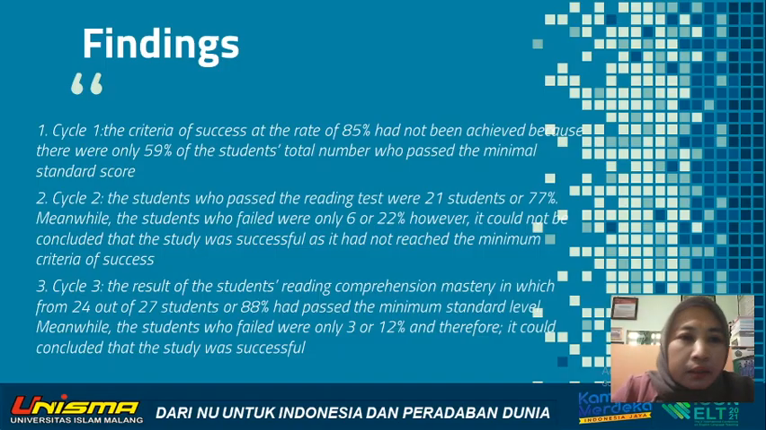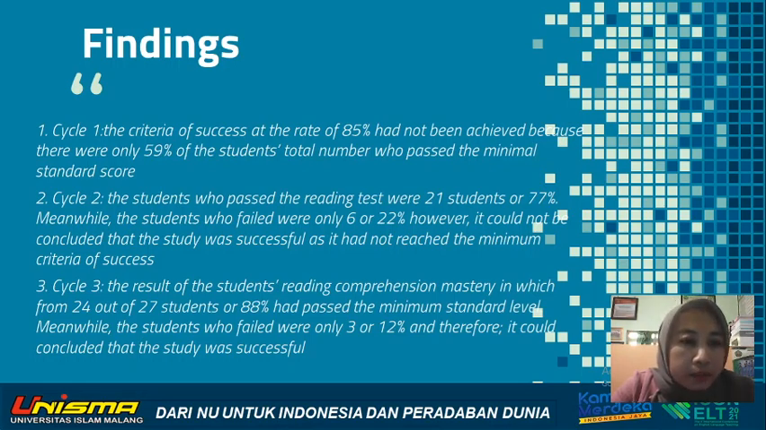The findings of the research in cycle 1 show that the criterion of success at the rate of 85% had not been achieved, because only 59% of the total number of students passed the minimal score. In cycle 2, the students who passed the reading test were 21 students, or 77%, meanwhile the students who failed were only 6, or 22%. However, it could not be concluded that the study was successful as it had not reached the minimum criterion of success.